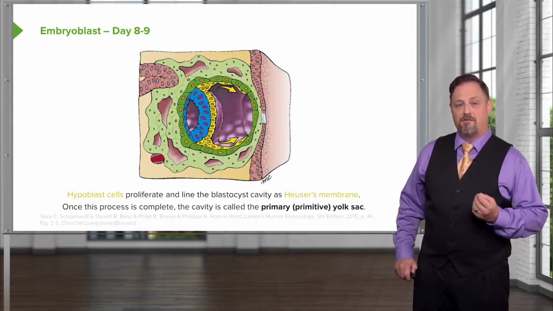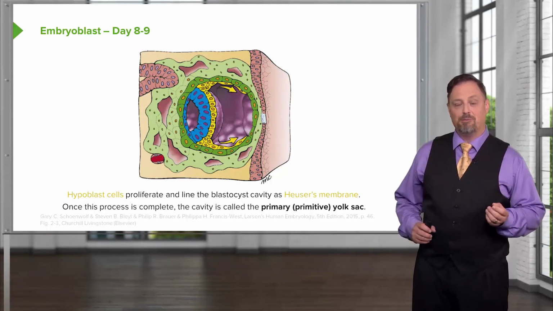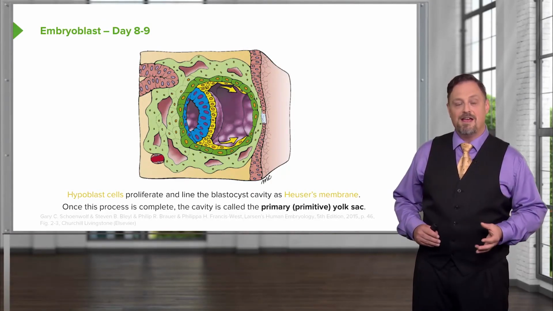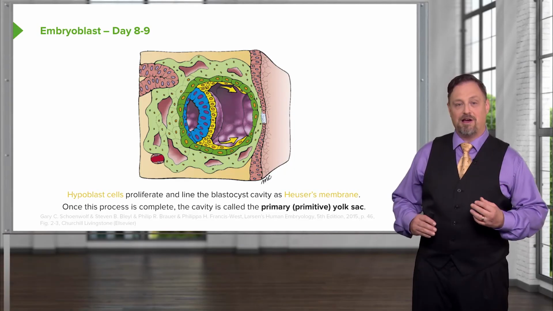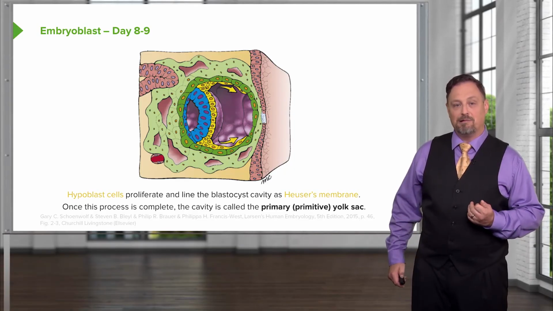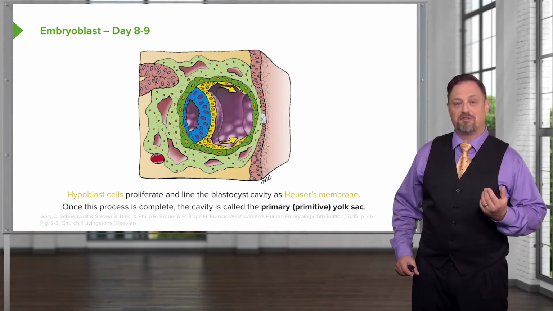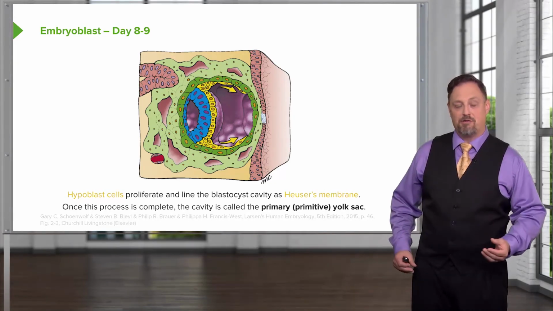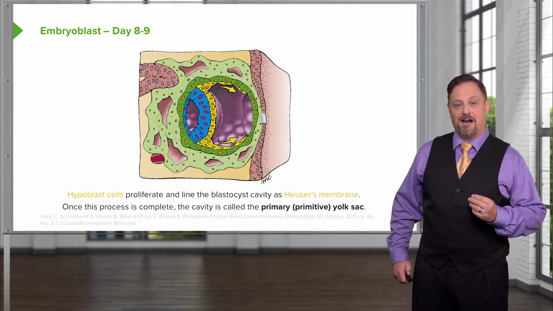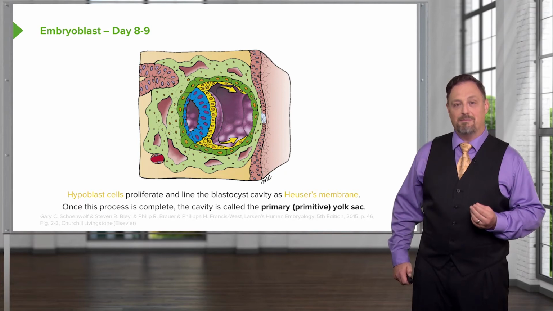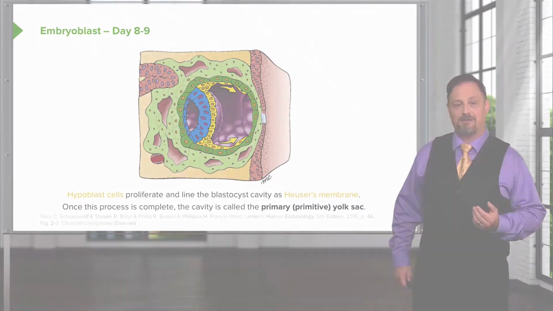As we go further and further into the uterus, the hypoblast cells are going to proliferate and spread out across the blastocyst cavity. Once they've completely done so and extended what's sometimes called Heuser's membrane throughout that space, that entire cavity will transition to become the primary yolk sac.